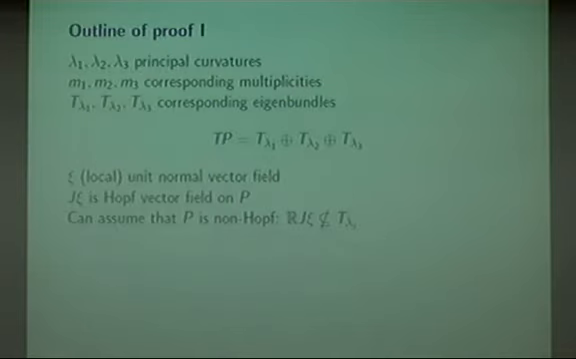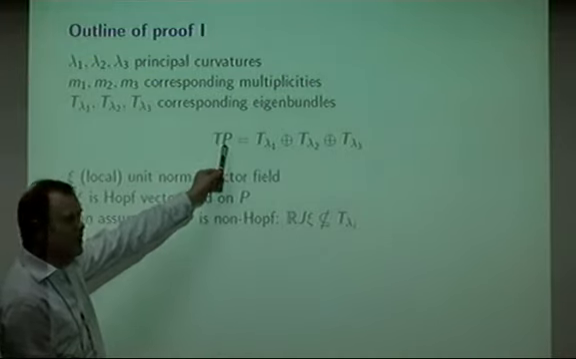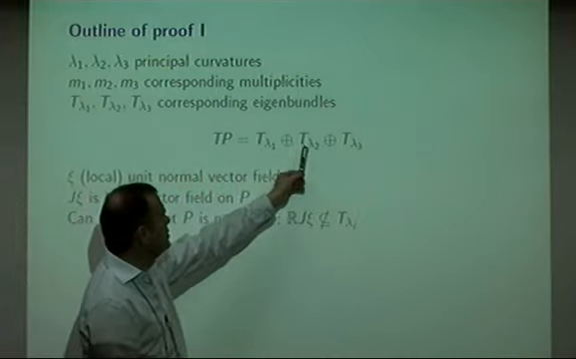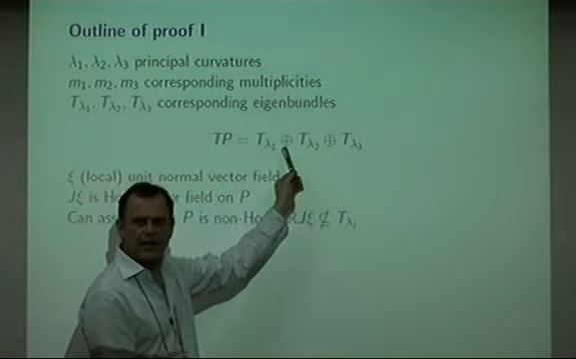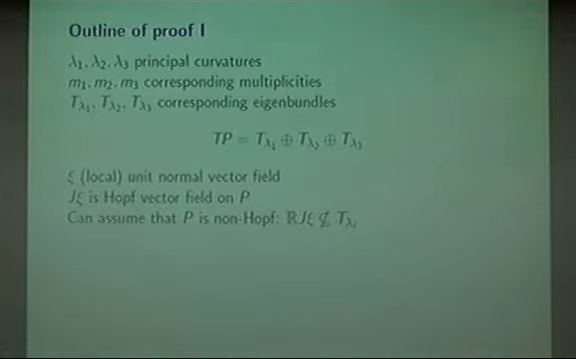And I just want, at the end, to finish off, give you an idea of what a proof for such a result looks like. So we have 3 distinct principal curvatures. It's our assumption. Each of these has certain multiplicities. And what we then also get is a decomposition of the tangent bundle of the hypersurface into 3 eigenbundles. That's what we can get from our assumption.